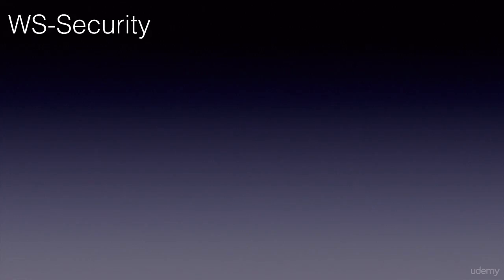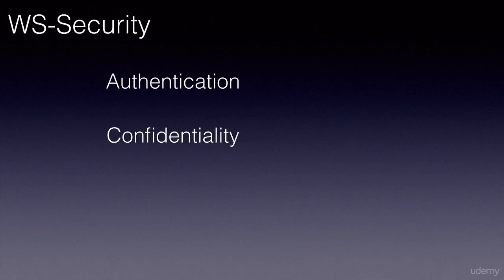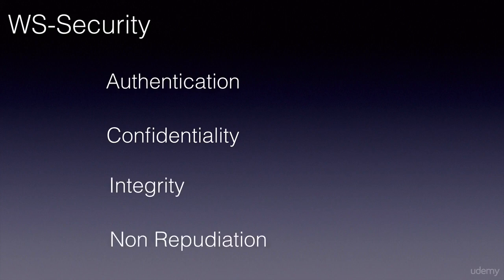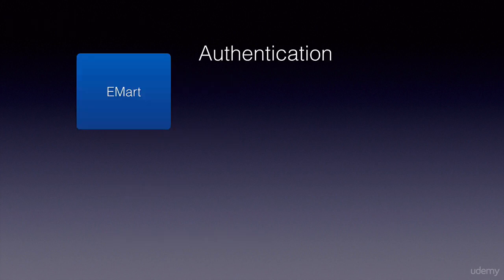When we talk about security in general or in web services, there are 4 areas that need to be addressed. They are authentication, confidentiality, integrity, and non-repudiation. Let's take a look at each of these with a use case of online shopping.